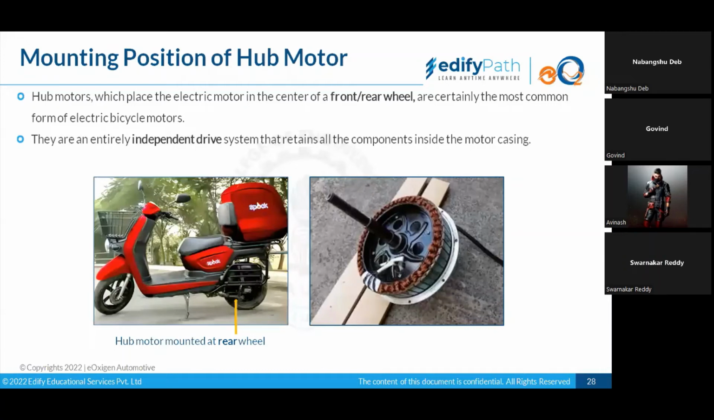So your chassis has to be designed accordingly. Normally, if you are using a hub motor, you have to have a provision of double shocker in the rear side. And if you are having a mid-drive motor, then you can have a provision of a single, mono suspension system. Like you see in the scooties and scooters, they have a rear mono suspension system.